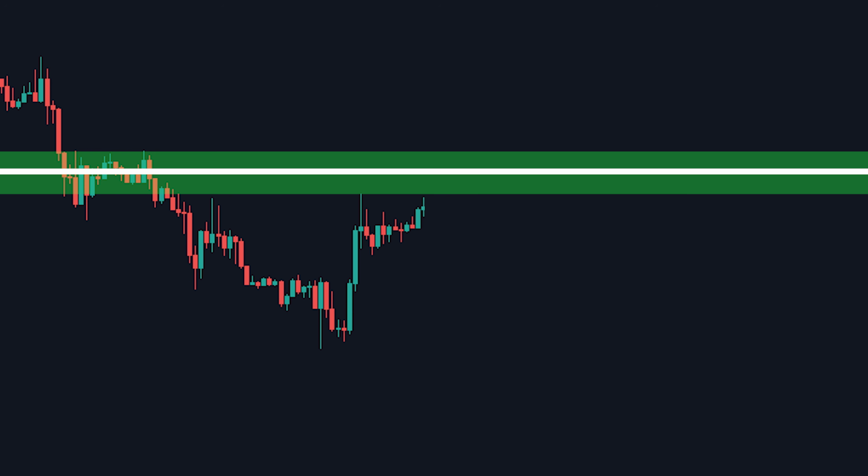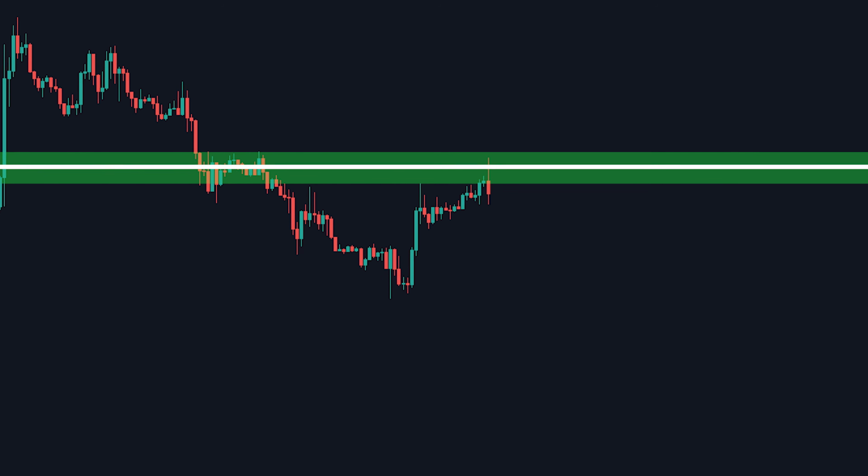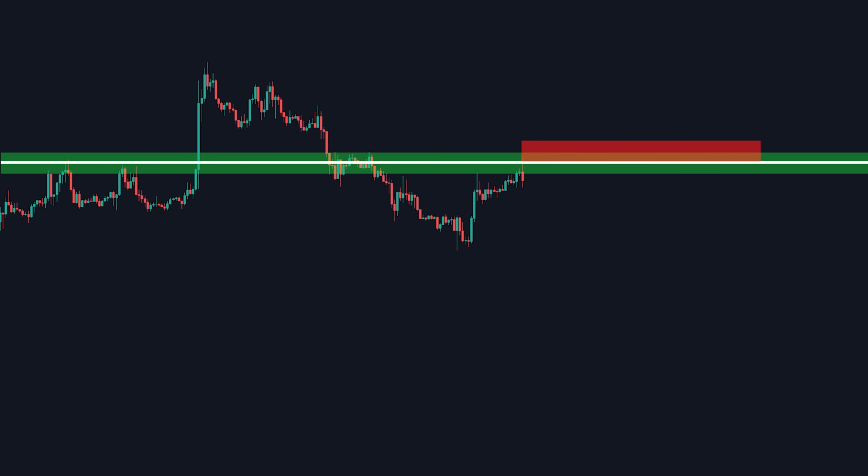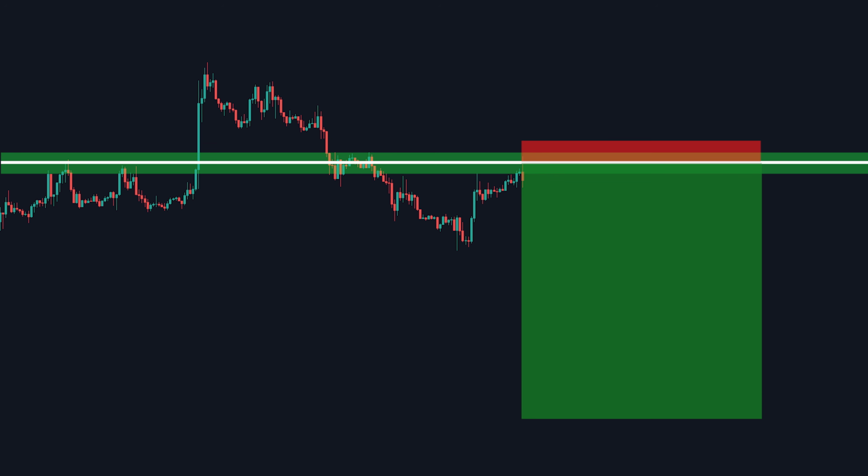We end up waiting some more and price comes back up all the way to this halfway mark of our zone. This is where we enter our short. I set my stop loss right above the zone and set my take profit at the next major support, which was right here. As you can see, we have nearly a 15 risk to reward ratio, which is absolutely insane.